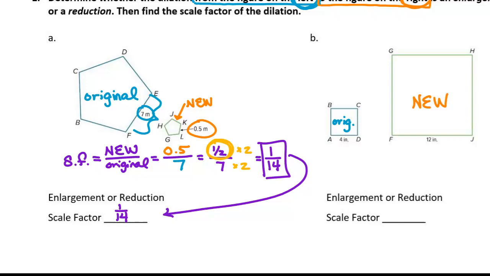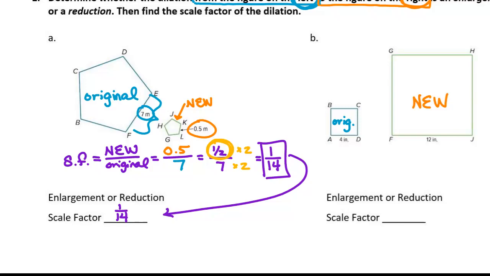If you wrote 0.5 over 7 on the test, or you wrote the decimal version of 0.5 over 7 on the test, I'm still going to give you full credit for it. But I do want to show you how to take something that's very messy looking like this and turn it into a much prettier fraction. So that's a very useful skill.